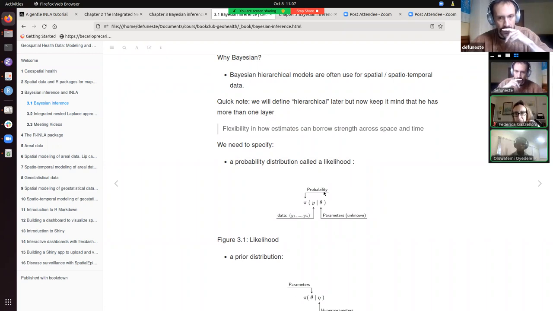What we have is a probability distribution called the likelihood. Some people call it by other names. The author of this book uses pi for probability, while in some other books you will have P or PR sometimes. This is just formal notation. The probability is defined by two things, the data and the parameters. The parameters are called theta here, and usually this is what you want to know.